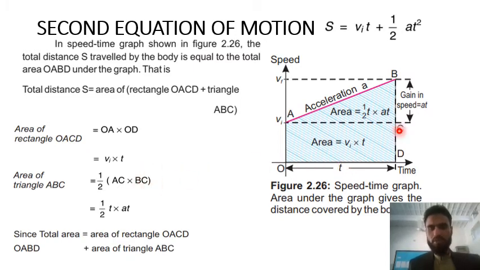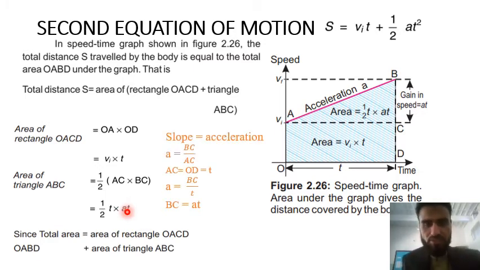Now what about BC? They write AT. So how is this BC equal to AT? For this, we know that slope is equal to acceleration. The slope of a speed time graph is equal to acceleration.